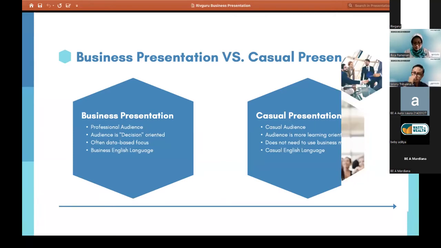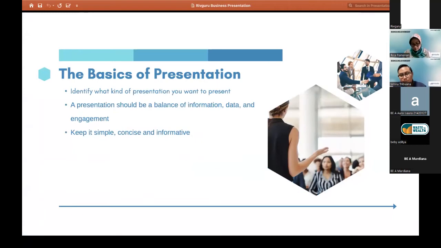Okay, so first of all, basics of presentation. Yang pertama-tama adalah identify what kind of presentation you want to present. Okay, this is very important. Of course, in a business environment, you have also different divisions of business. You have your marketing division, you have your finance division, you have your management. So identify what kind of audience you're going to be presenting to, yeah? Because your slides, your structure of the presentation is going to revolve around your audience, the type of audience, okay?